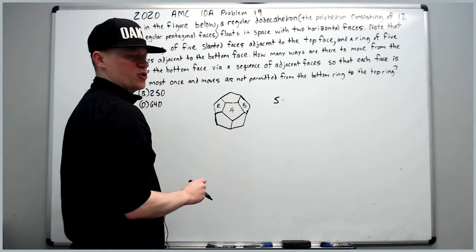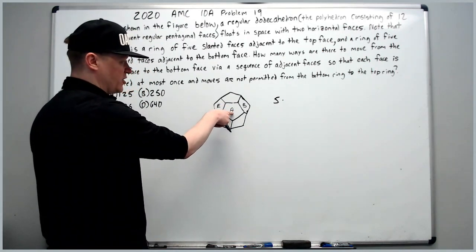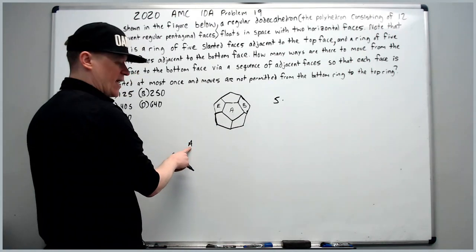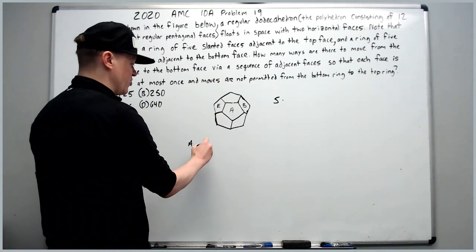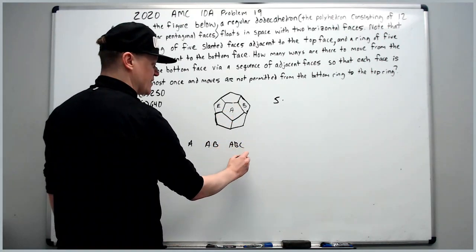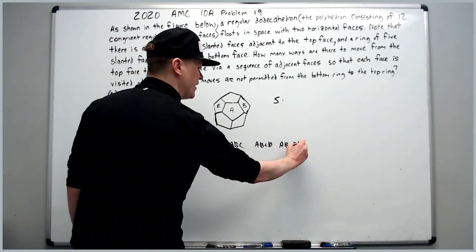Once I've made that choice, I'm going to have the choice of going, let's say I went to A first. Then I could go from A directly down in 2 ways. So just going from A straight to the bottom ring is fine. There's also going to be A going to B, A going to B to C, A, B, C, D, and A, B, C, D, E.